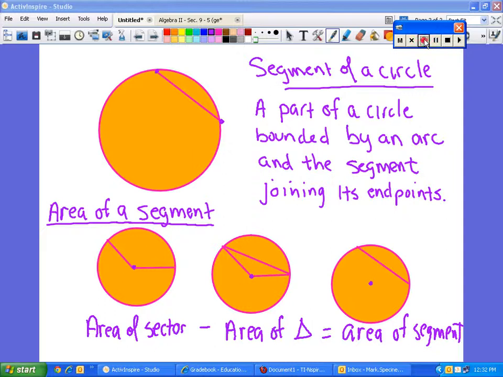You're then going to create a triangle and calculate the area of the triangle. Then you take the area of the whole sector, subtract from it the area of the triangle, and what's left over is the segment. You'll see when we do a problem. But generally speaking, to find the area of this portion of the circle, you create a bigger sector and a triangle, find the area of the whole thing and the area of the triangle, and what's left over is the area of your segment.